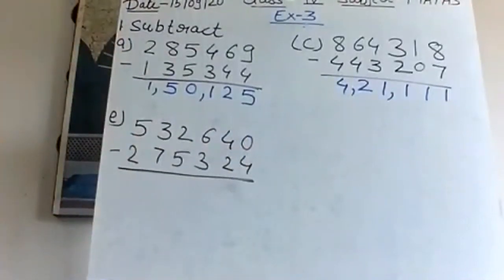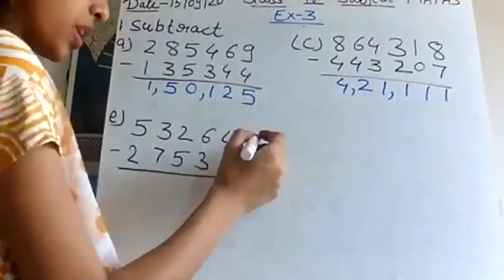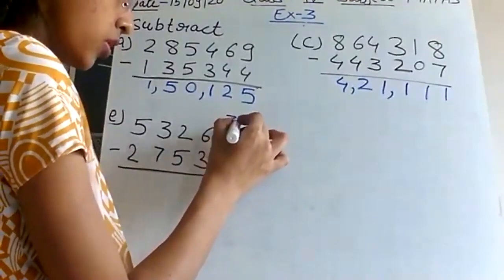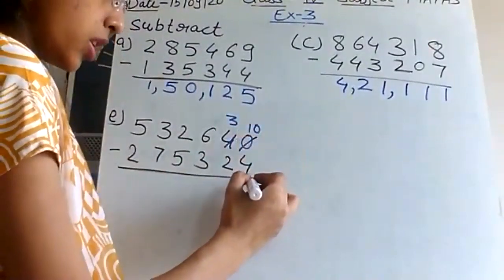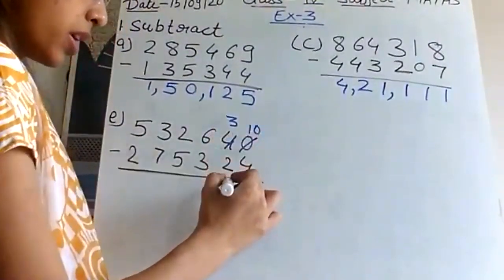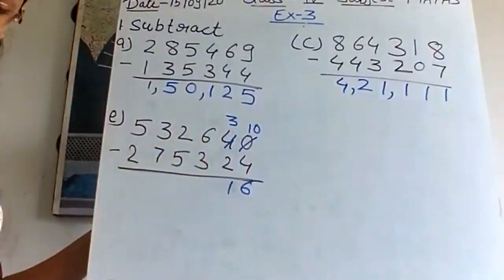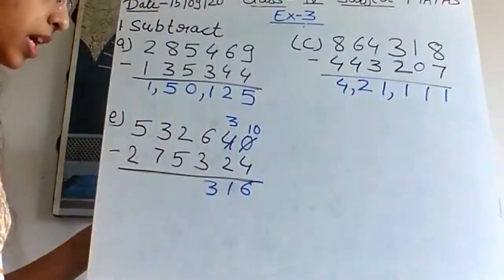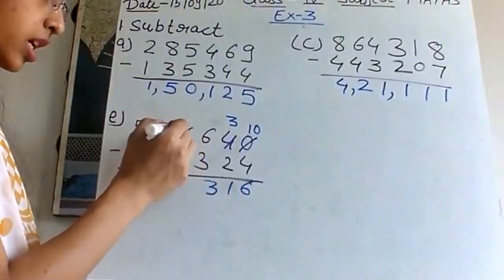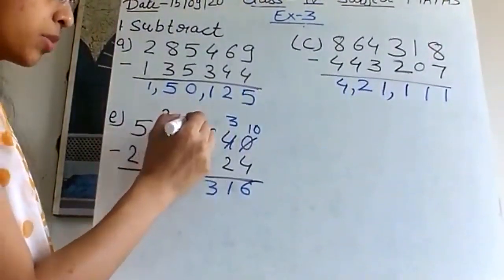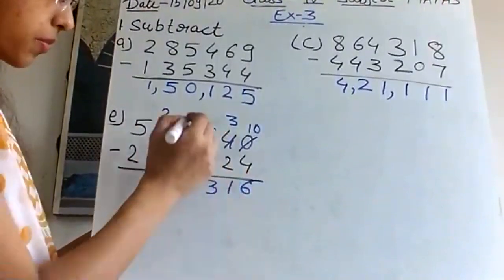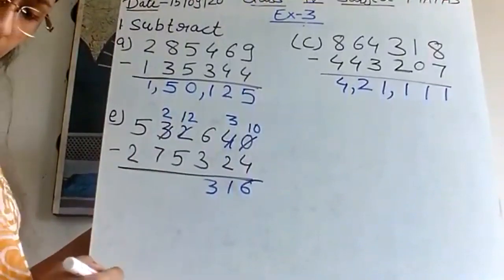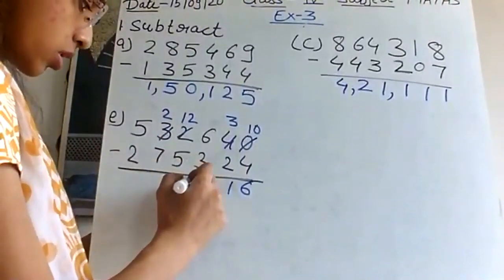So 0 minus 4, 0 will take carryover from the previous number. So this 0 will become 10, 4 will become 3. So 10 minus 4 is 6, 3 minus 2 is 1. 6 minus 3 is 3. 2 minus 5 is not possible. So this 2 will take carryover from 3. So 3 will become 2 and this 2 will become 12. Okay. 12 minus 5 is 7.